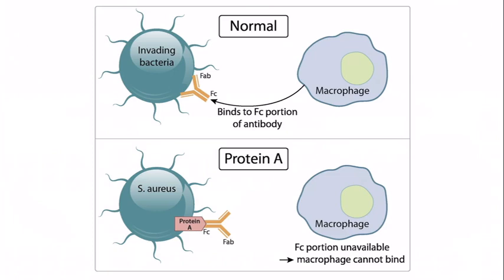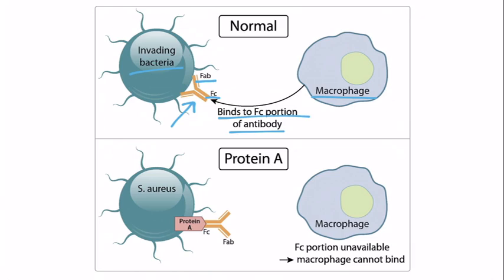The top image depicts the normal process. Here is an invading bacteria, and antibodies, which you can see right here, recognize an antigen on the bacteria. And the portion that recognizes the antigen is the FAB portion of the antibody. This leaves the Fc portion exposed, and it's this Fc fragment that receives the macrophage. The macrophage comes and it binds to this Fc portion, thus leading to phagocytosis and death of the pathogen.